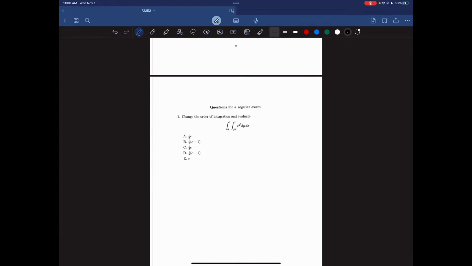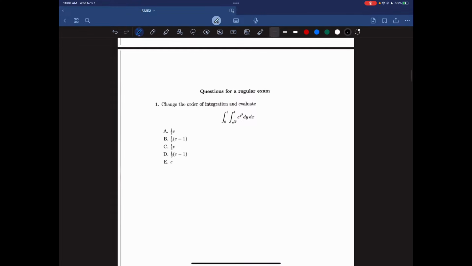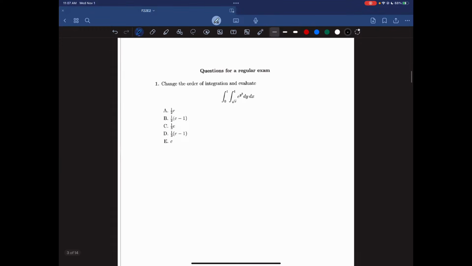Hello everyone, this is going to be problem 1. Change the order of integration and evaluate the integral from 0 to 1, root x to 1 of e to the y cubed dy dx. For these problems, I always like sketching it out. It just makes it that much easier to see the bounds.